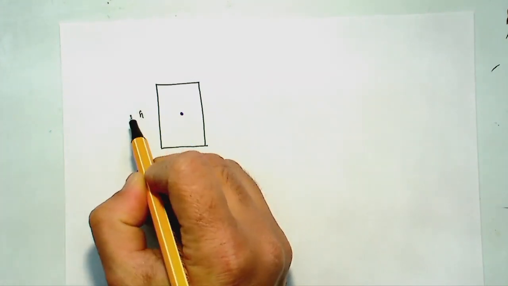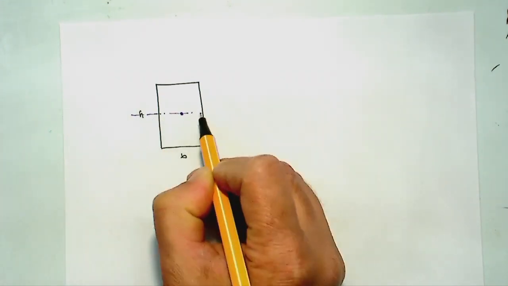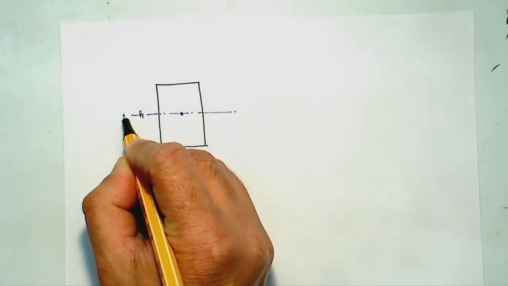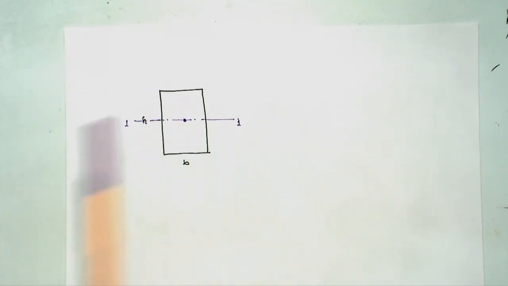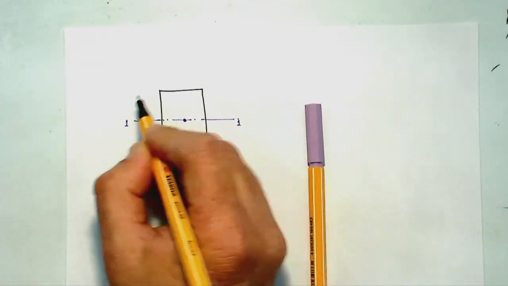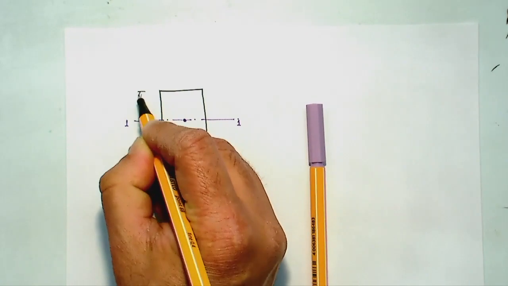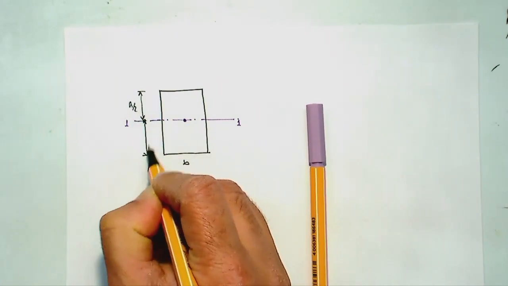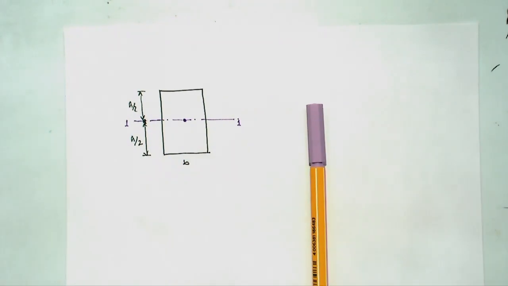Now let's say I'll calculate about the centroidal axis first. So this is my axis, and I call this axis 1, 1. This is taken through the center so that the top half is h over 2 and the bottom half is also h over 2. So that's going through the middle.